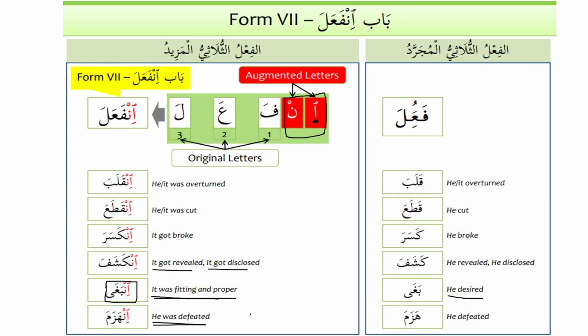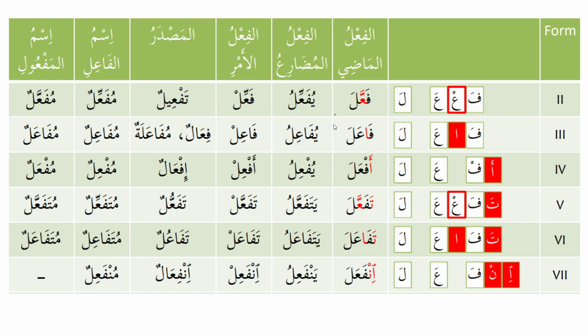There can be three types of maf'ul. One will be nusira, and then the other will be mansur. And then we have inkasara, or we can say kasara, and then we have maksur, something that is broken, and inkasara is also something that is broken. So now you know three types of passive: kusira, maksur, and inkasara. Right? Yes.